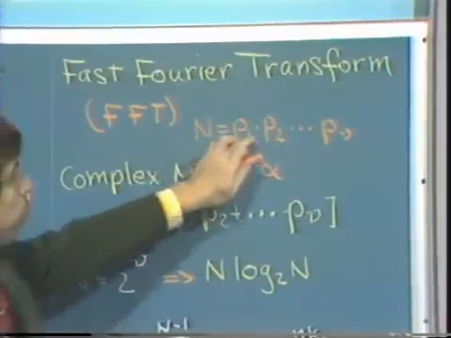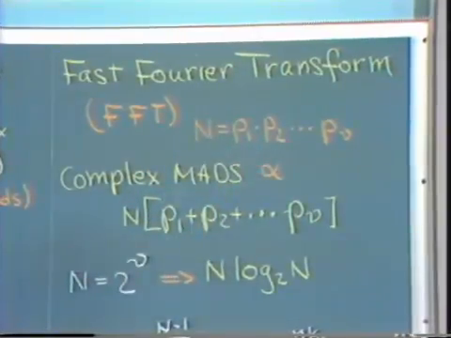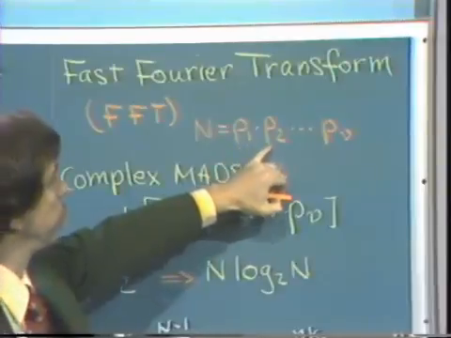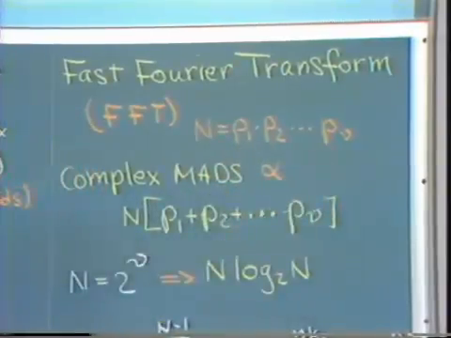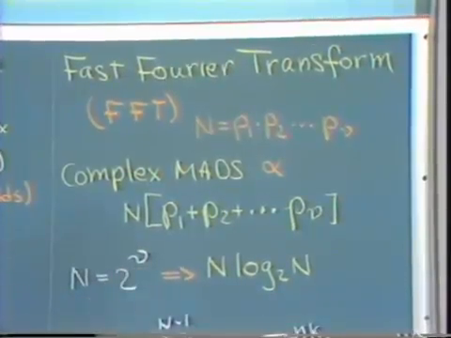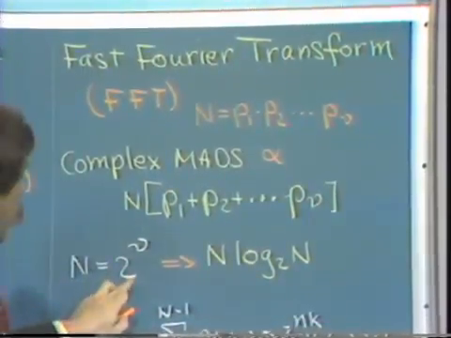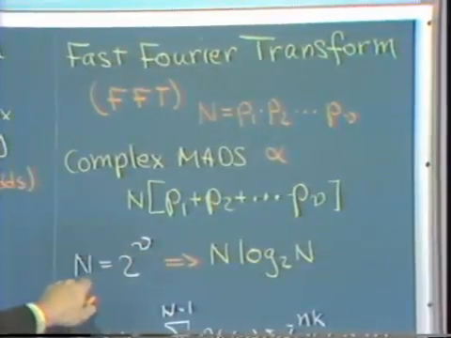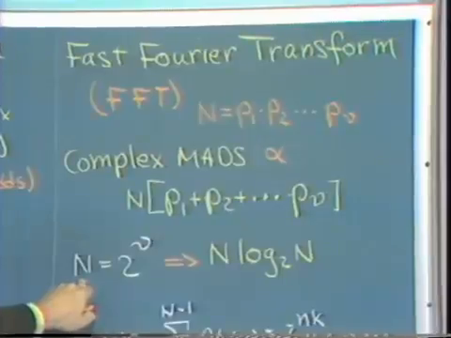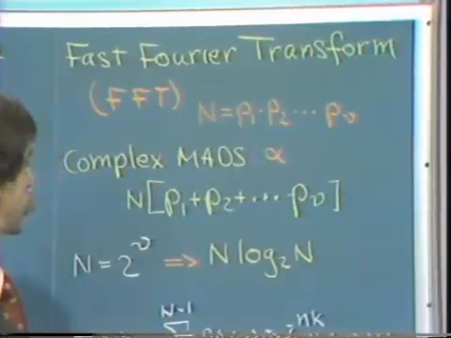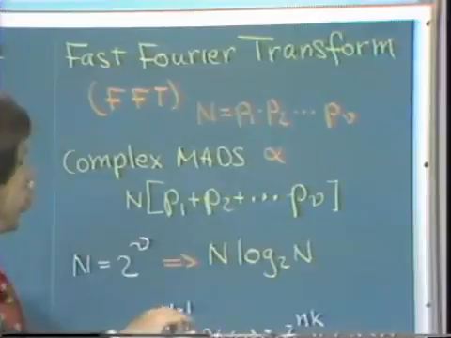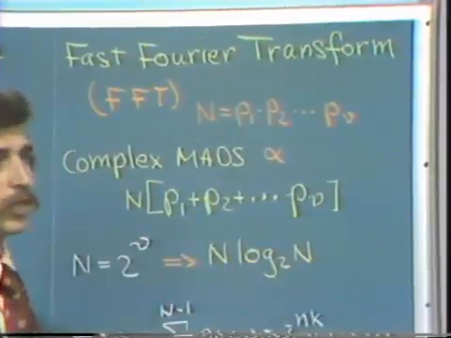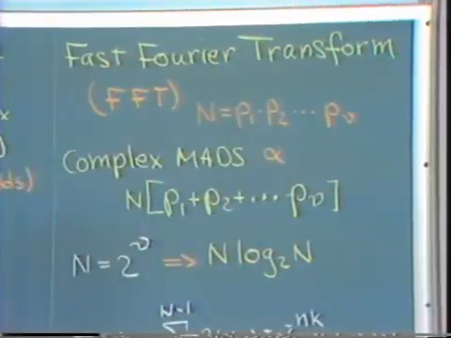Well, the most highly composite that we can make n, and at the same time keeping the primes p as small as possible, is to choose n to be a power of 2. So that n is of the form 2 to the nu, where nu is the log to the base 2 of n. And it will turn out in that case that the number of complex multiplies and additions is proportional to n times log to the base 2 of n, rather than, in the direct computation, proportional to n squared.